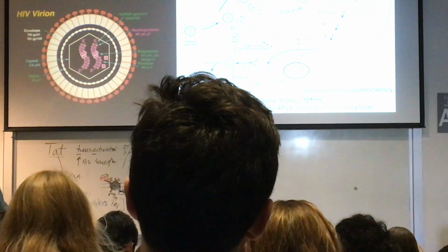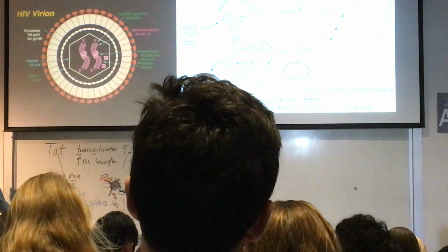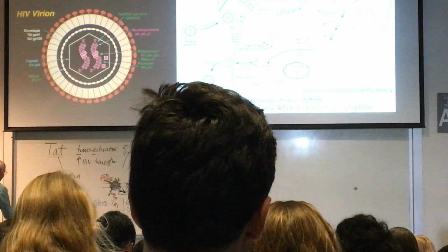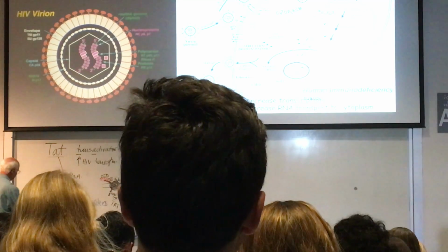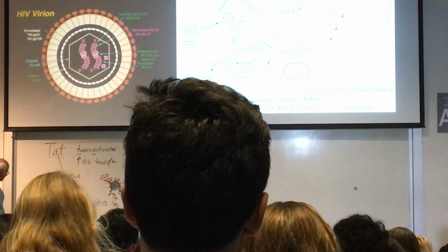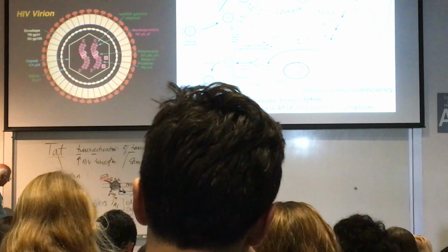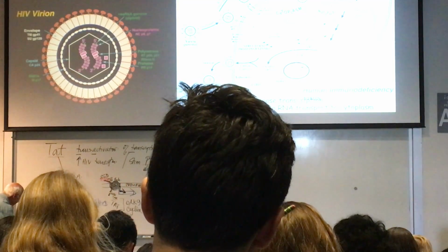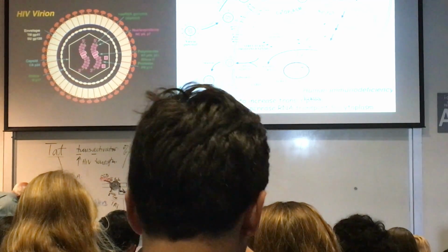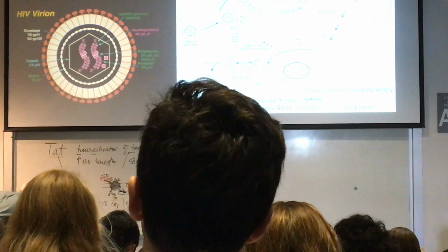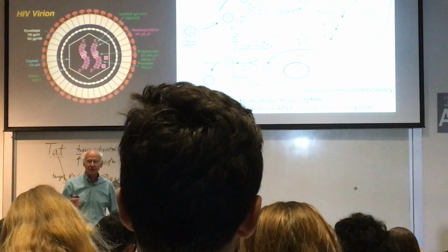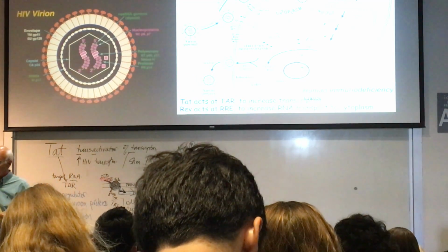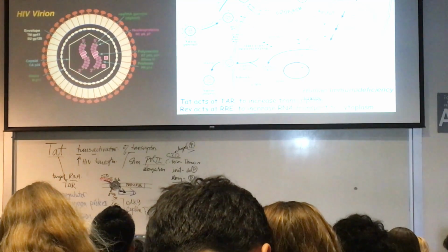RRE is an RNA sequence that's present in many of the viral transcripts. And the RRE stands for Rev responsive element. So that just means that an RNA that has RRE in it, the Rev protein can bind.